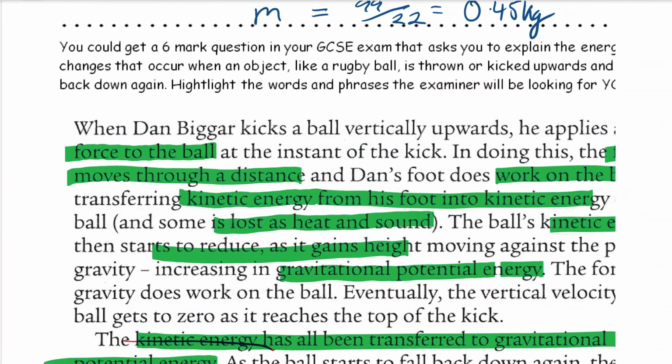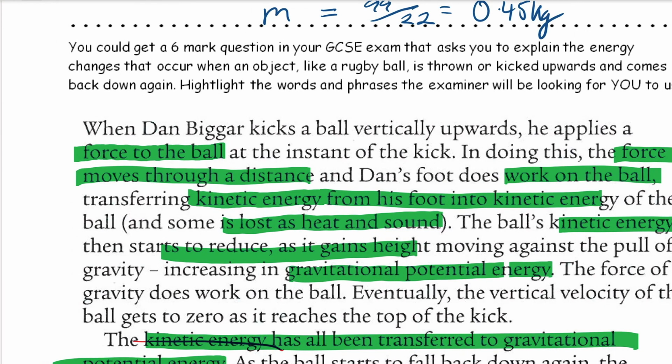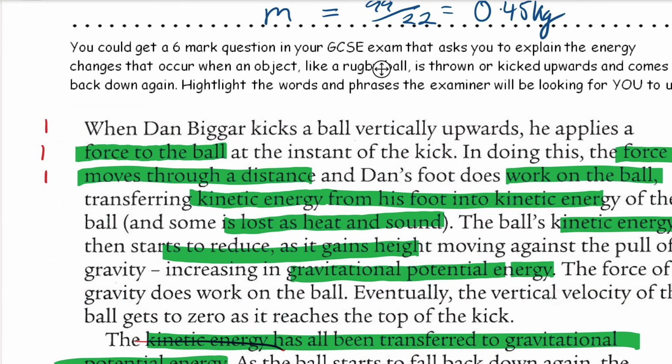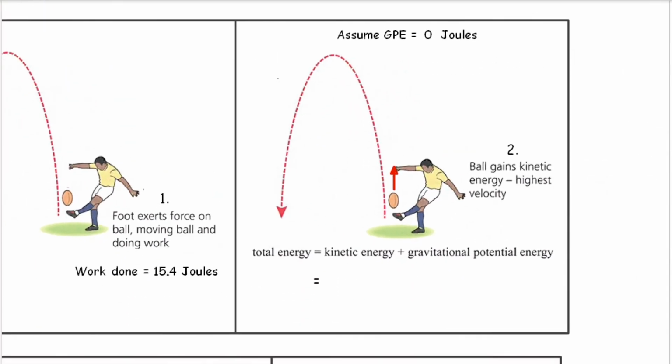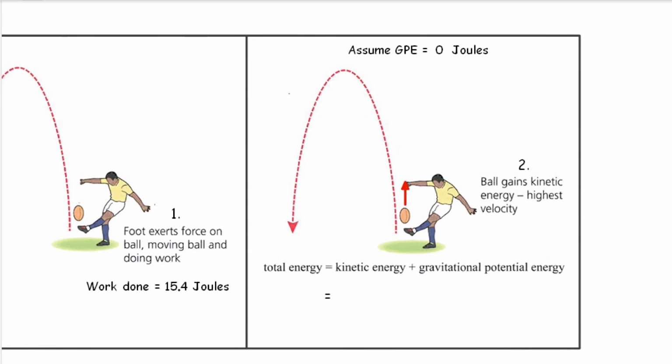Let's go back to it. I'm going to put in number one on that line. Number one there, force on the ball. In doing this, the force moves through a distance. That's picture one, transferring energy from the foot into kinetic energy of the ball. So I'd say up to there, picture one. And I want you to do the same then for 2, 3 and 4. Assume gravitational potential energy is zero at the point of kicking. Okay.